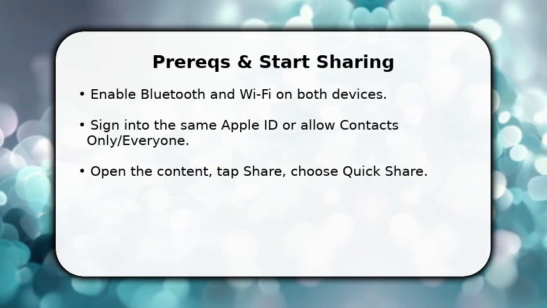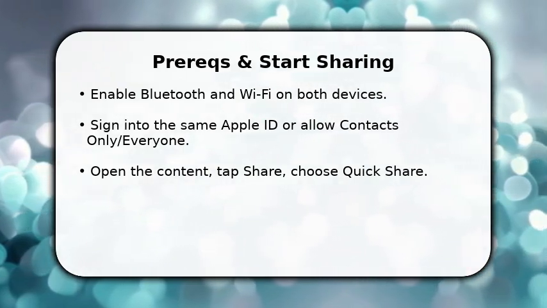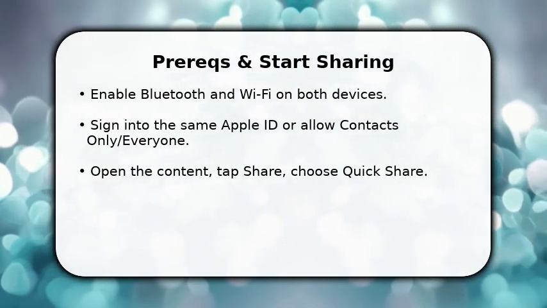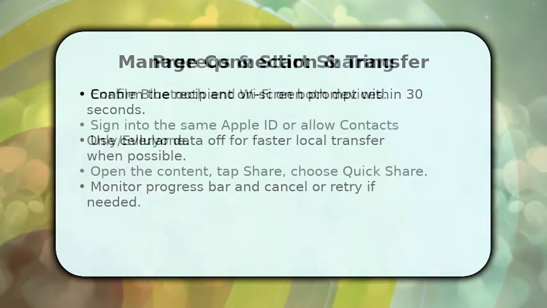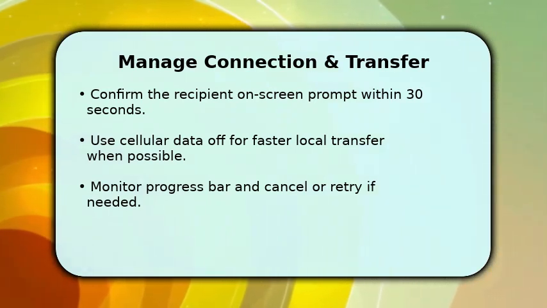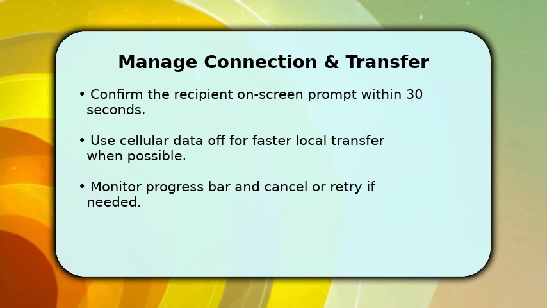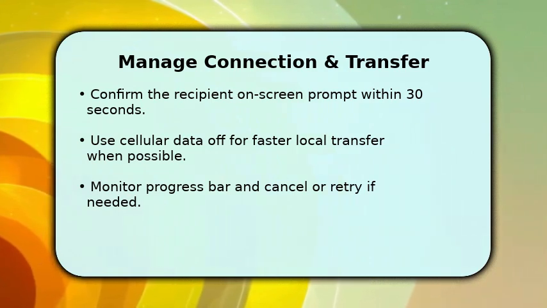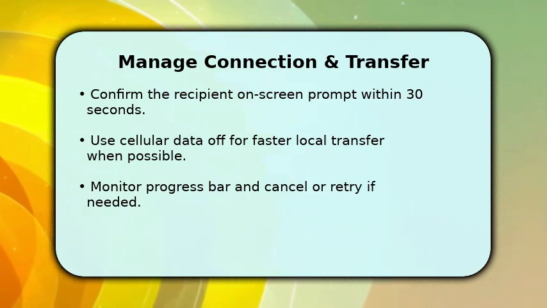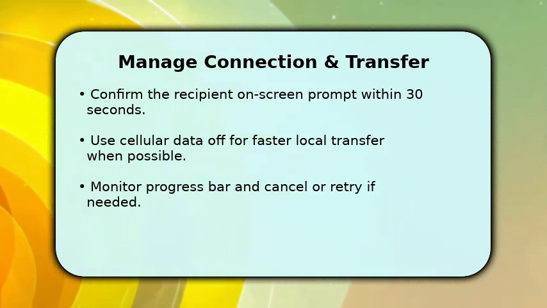You do this now so the devices can discover each other quickly and establish a secure, encrypted connection before transfer begins. Once you tap the recipient, the other person gets a prompt to accept or decline. Make sure they confirm within 30 seconds so the handshake completes. If you want the fastest local transfer, keep cellular off and rely on Wi-Fi/Bluetooth. Otherwise, the system may fall back.